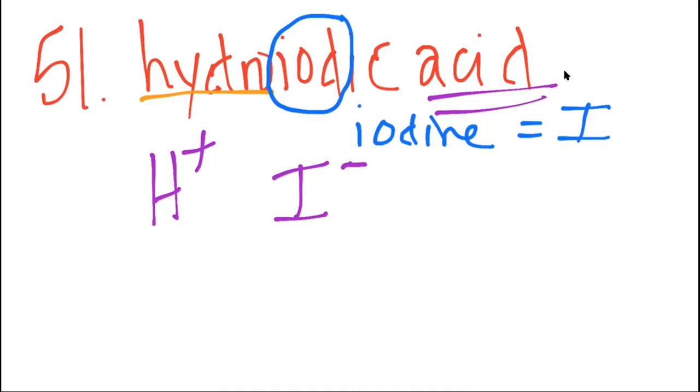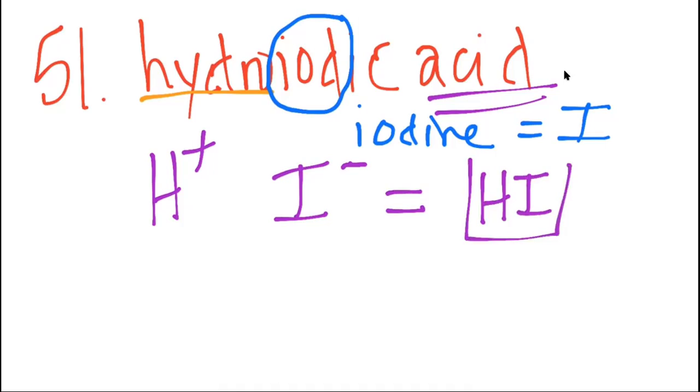So remember, anytime your charges are the same, they automatically cancel out. I don't need to do any math with crisscrossing the charges or figuring out the number. If you have a 1 and a 1, they cancel out. Just write their symbols together. If you have a 2 and a 2, same thing, or a 3 and a 3, same thing. So on this one, since the charges are both 1, I only need 1 of each to make the formula balanced. And so the formula for this one would just be HI.